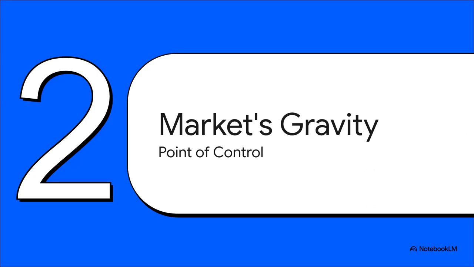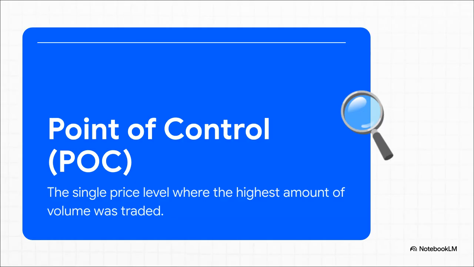Moving right into Section 2, POC, the market's gravity. What we're diving into now is the absolute most critical, foundational component of the volume profile blueprint, the point of control, or POC. Technically speaking, it's the single price level where the highest amount of volume was traded during a specific period. Let's unpack that a bit. In auction market theory, this POC represents fair value. It's the exact price where buyers and sellers found the most agreement.